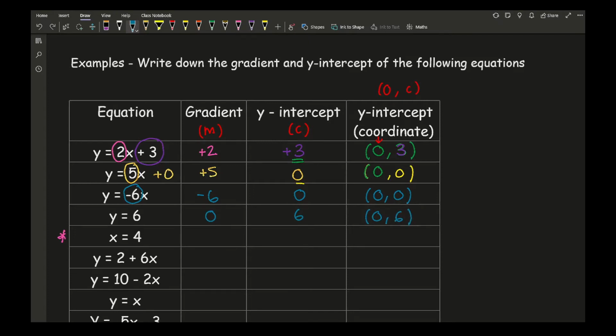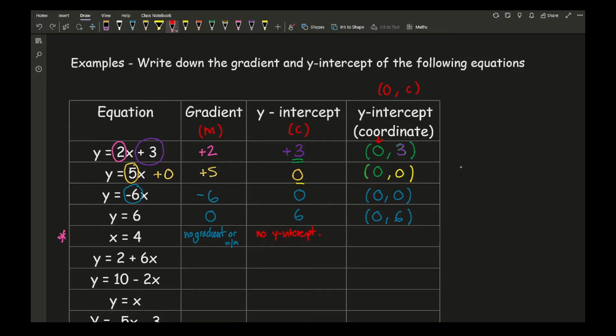With the fifth question here, we can see we've got no gradient, so we could just write NA, or we say that there is no gradient. Or NA, not applicable. And the y-intercept is not going to be applicable, so there is no y-intercept, so no y-intercept.